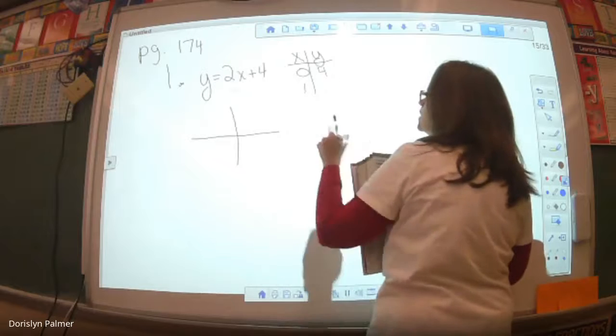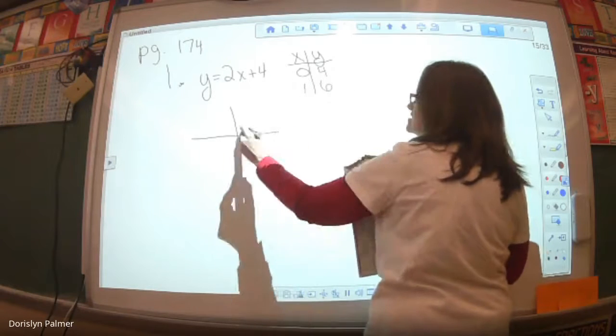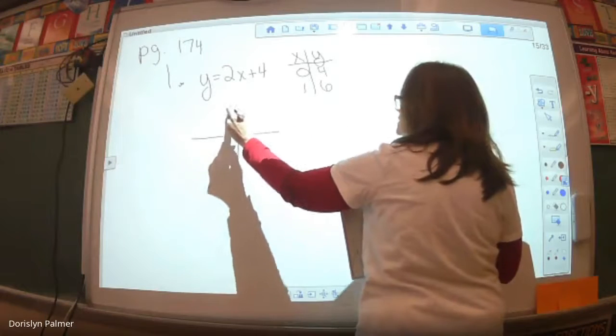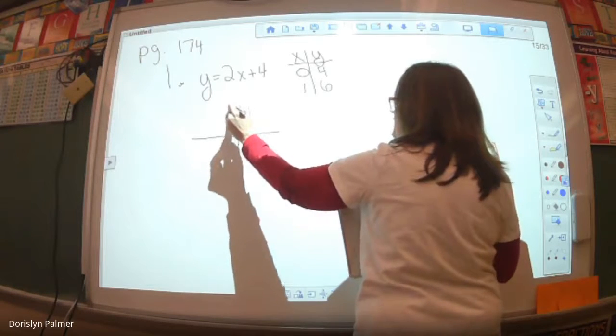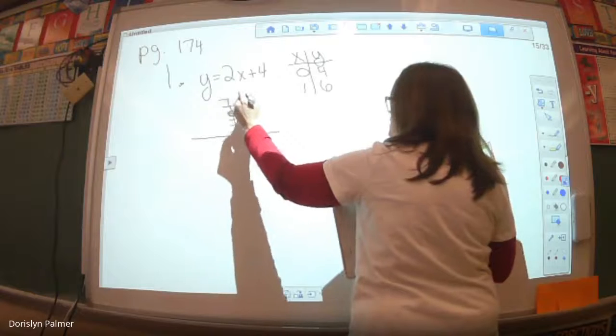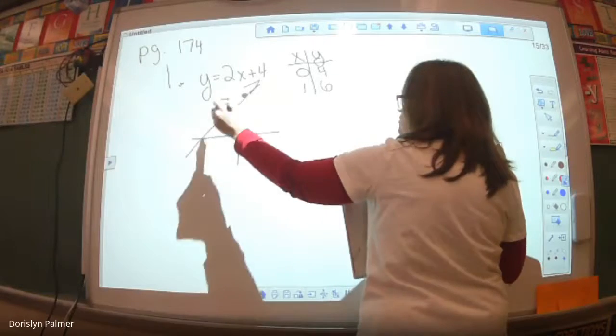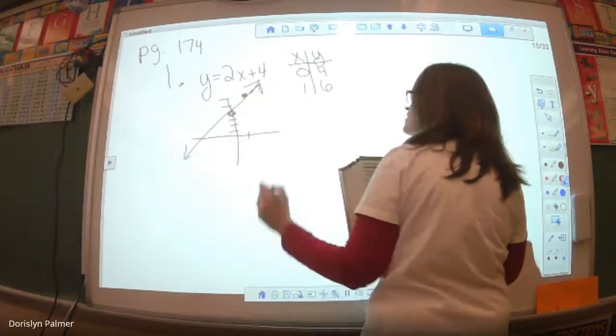Okay. So when X is 0, Y is 4. When X is 1, Y is 6. So we just need 2 points. You might have used different points. That's okay. As long as your line looks almost like that. So that line should look something like that. Yours should look better, though.